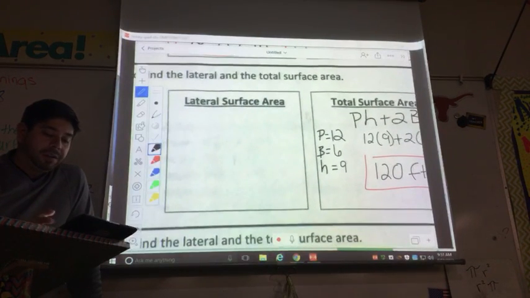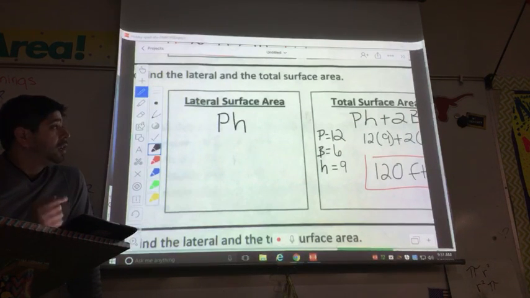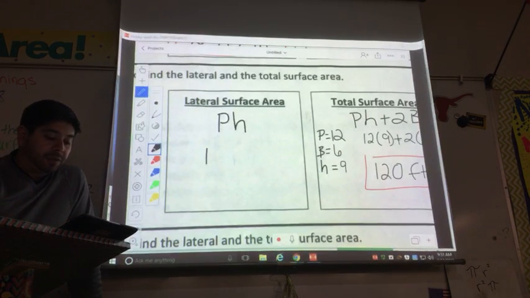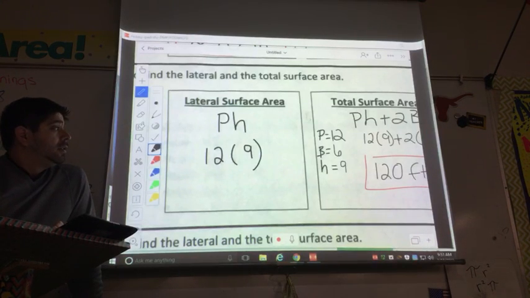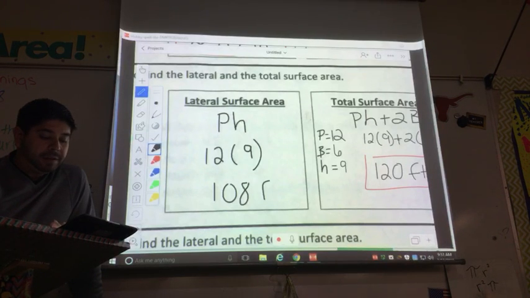Alright, so lateral surface area, P times H, and I already have that written down. It's 12 times 9, yeah. 108. Good. Just put it in your calculator. It's 108 feet squared.